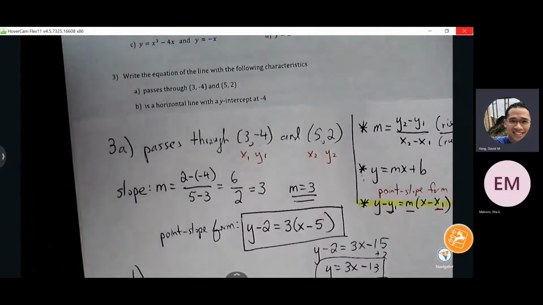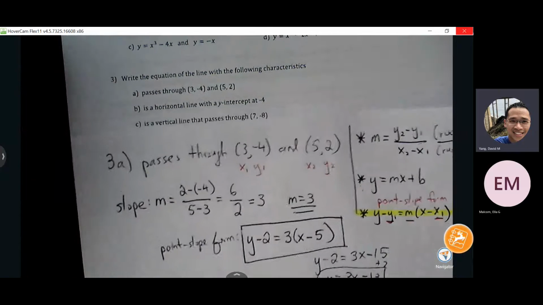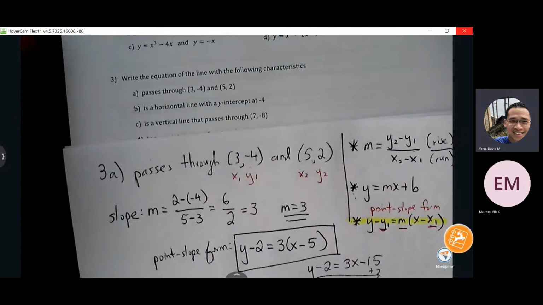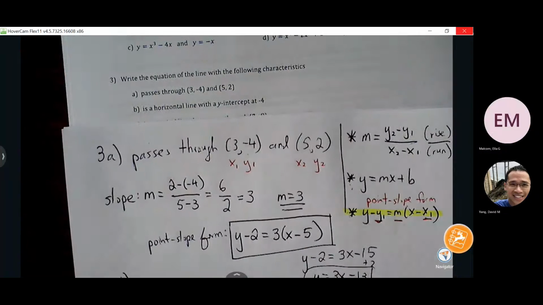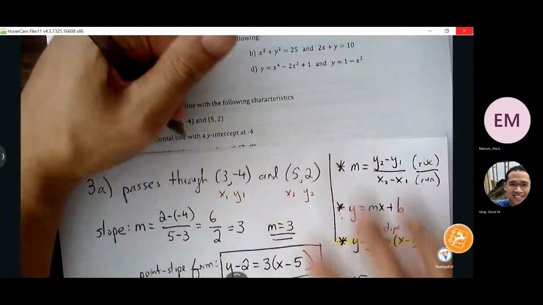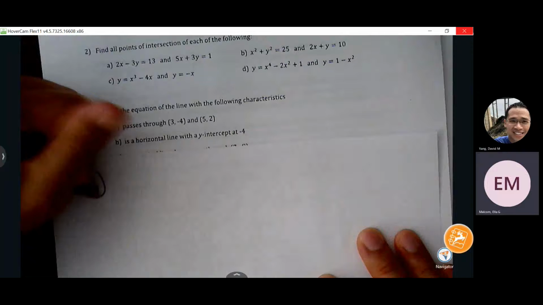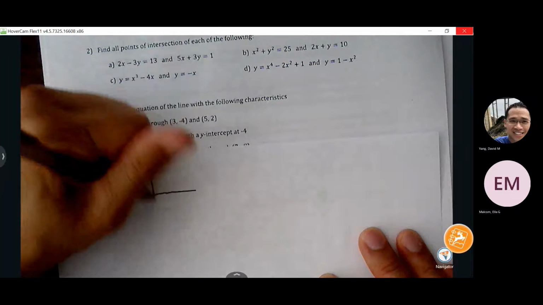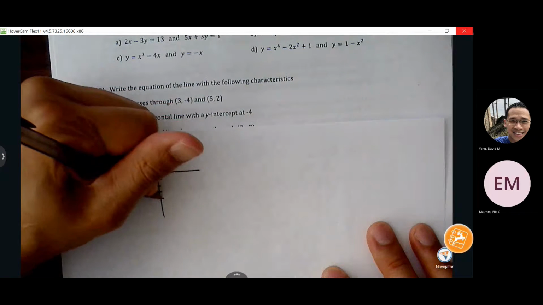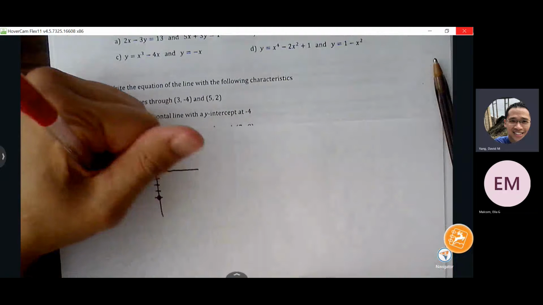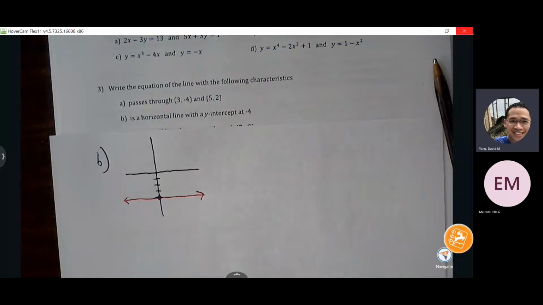Okay, so part B. We want to create a horizontal line with a y-intercept at -4. Sometimes with these lines, it's easiest to just graph it and then convince ourselves what the equation of that line must be. Horizontal line. Let's just see what that looks like. There's my line. What do you think the equation of that line is?